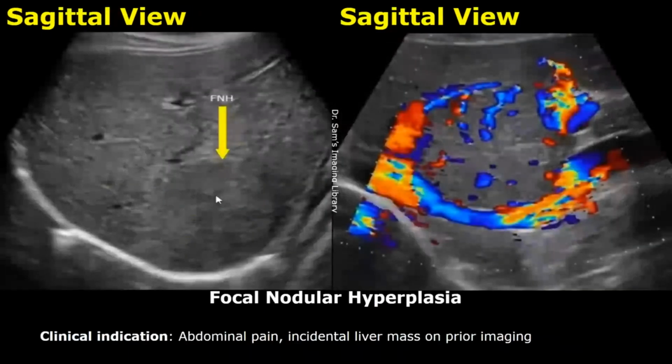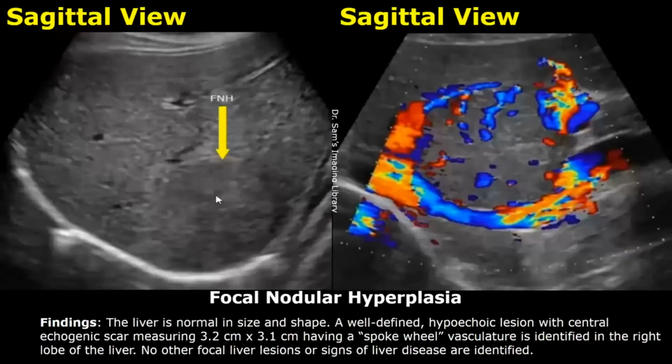Clinical indication for focal nodular hyperplasia can be abdominal pain and incidental liver mass on prior imaging. It has variable appearances, usually a well-defined hypoechoic lesion with central echogenic scar is seen, and it has a spoke wheel vasculature on color Doppler. So you can write these features in the findings as well as the size and location of the mass.